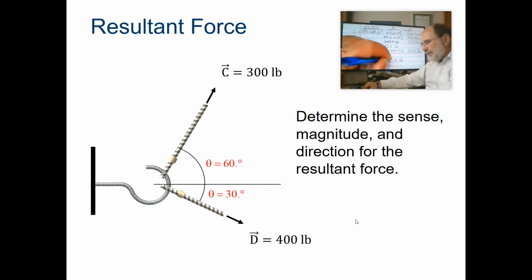6 plus 0 is still 6. 5 plus 4 is 9. And 3 plus 1 is 4. So I have 496.4 pounds in the X direction.